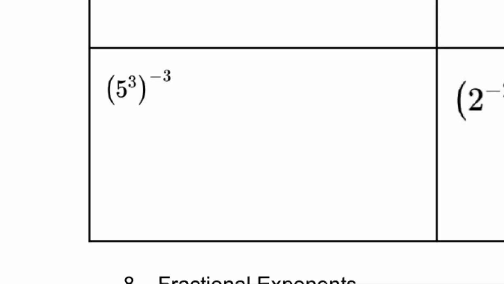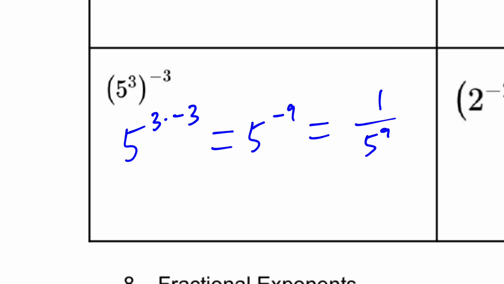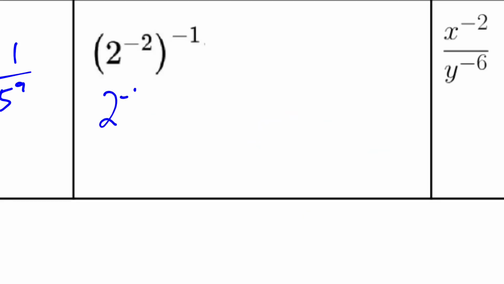Here we see the power rule with a negative, so this is 5 to the 3 times negative 3. Which makes it 5 to the negative 9th, which makes it 1 over 5 to the 9th, which means we're looking at 1 over 1953125. Similar thing here occurs, negative 2 times negative 1. And this is the same thing as 2 to the 2nd, because the negatives cancel each other out. And 2 squared is just 4.